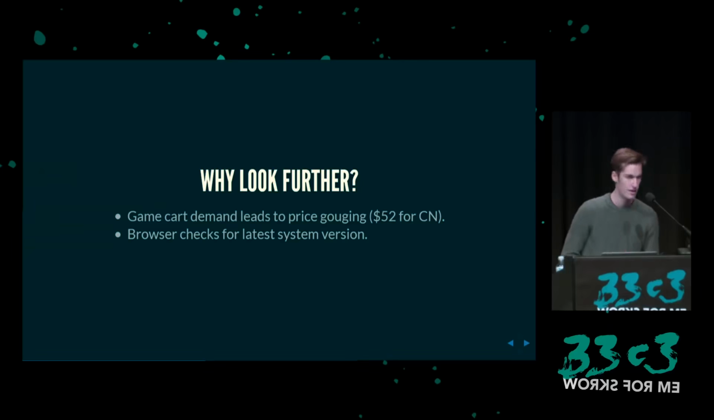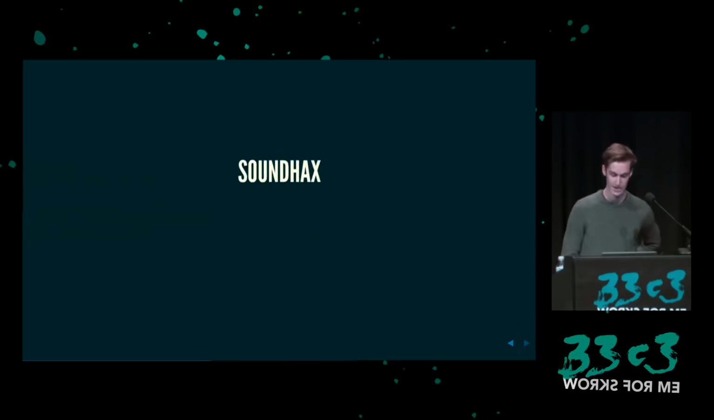So looking at this, I thought it might be fun to look at if any of the system titles could be exploitable as primary entry points. And I found something called sound hacks. So the two probably most obvious things to look at are the image loader, because it's got JPEG parsing, and also the music player.